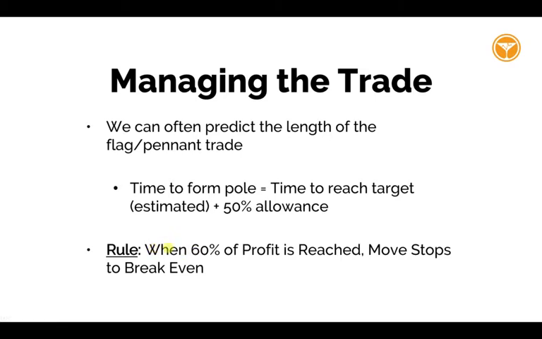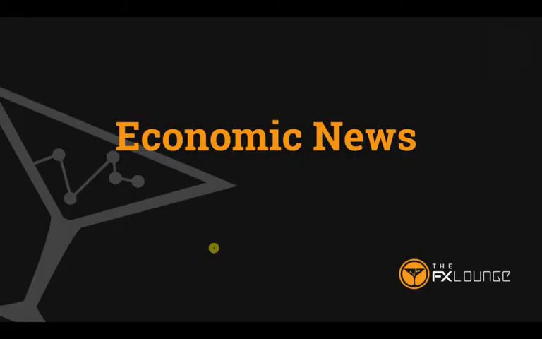Also, just with the rule, when 60% of profit is reached, move stops to break even. That's just a general rule. There's no point at 60% of what is going to be 80%, it's just no point in continuing on in that trade and taking a loss. So that's just a rule. You can also use that swing rule I was talking about. It's up to you. You can come up with your own ones.